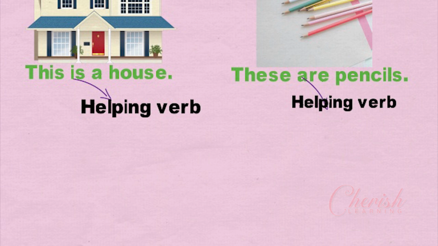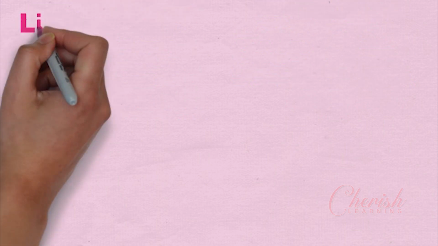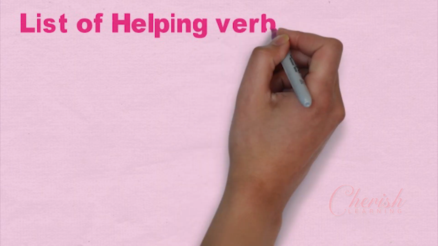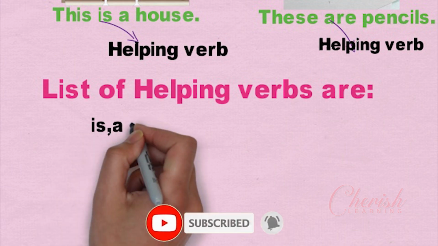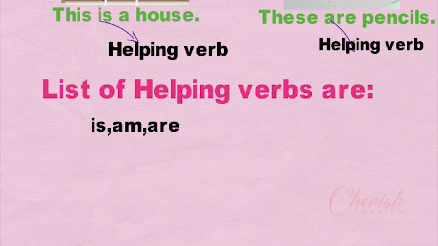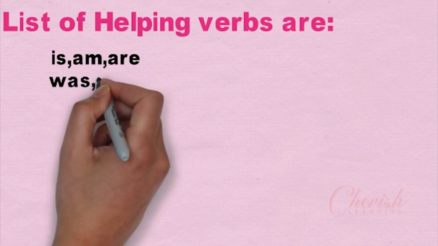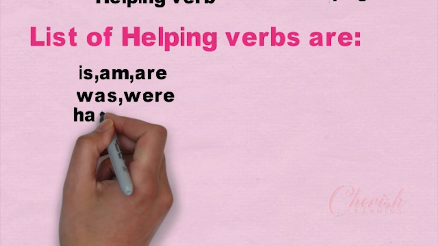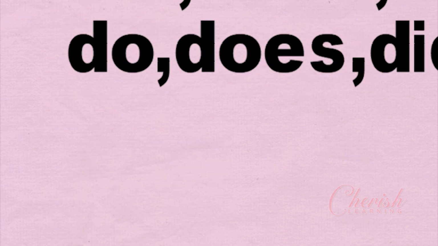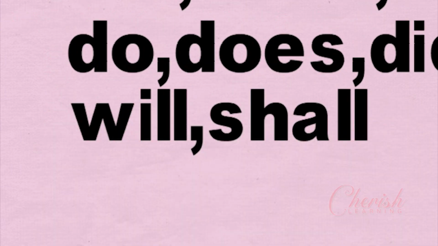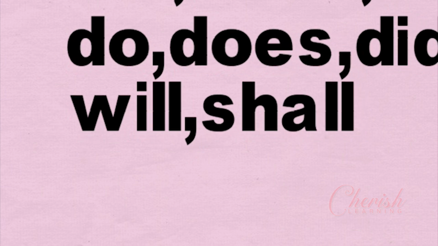So, now we will study about list of helping verbs. It is very easy to learn helping verbs. Some of helping verbs are is, am, are, was, were, has, have, had, do, does, did, and will, shall. There are other helping verbs also which we call modal auxiliary verbs, but I have not written here.